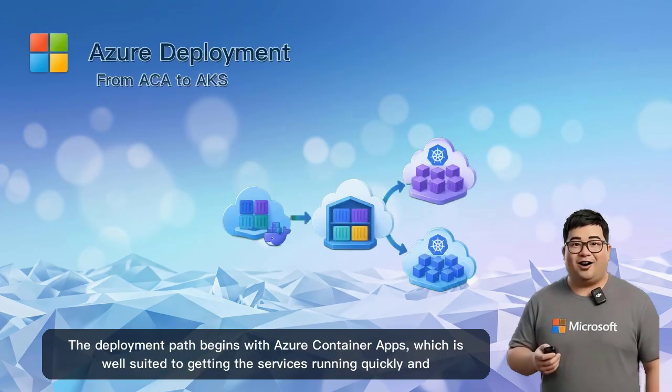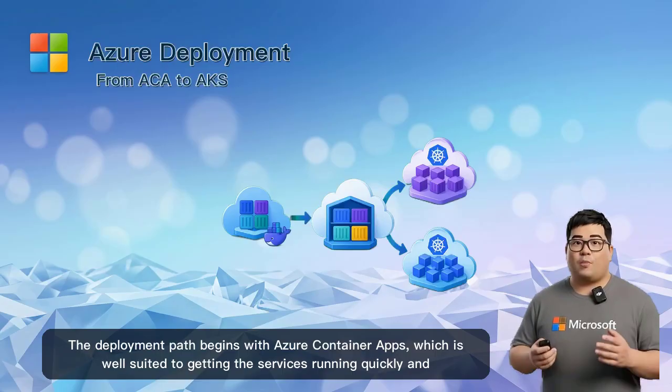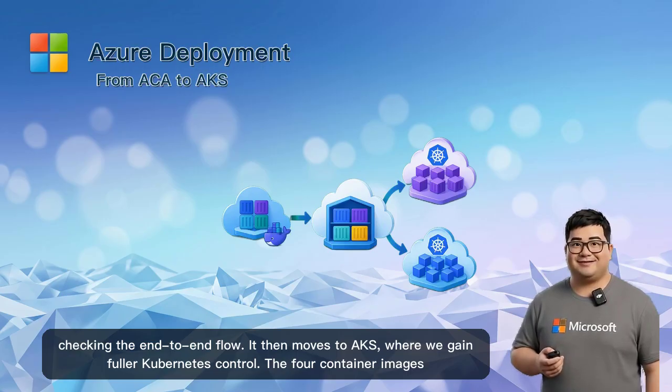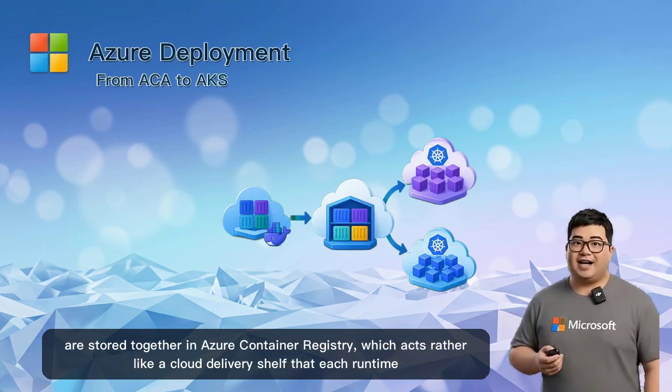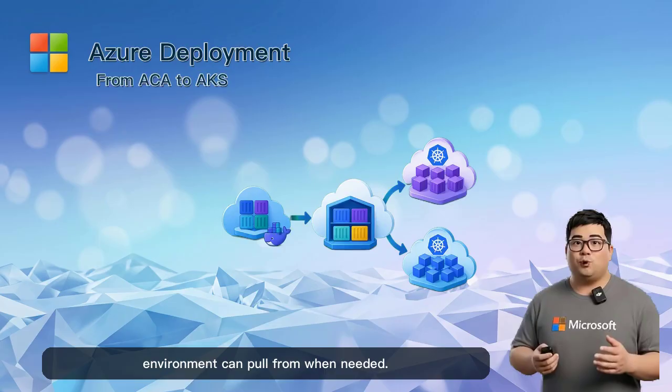The deployment path begins with Azure Container Apps, which is well suited to getting the services running quickly and checking the end-to-end flow. It then moves to AKS, where we gain fuller Kubernetes control. The four container images are stored together in Azure Container Registry, which acts rather like a cloud delivery shelf that each runtime environment can pull from when needed.